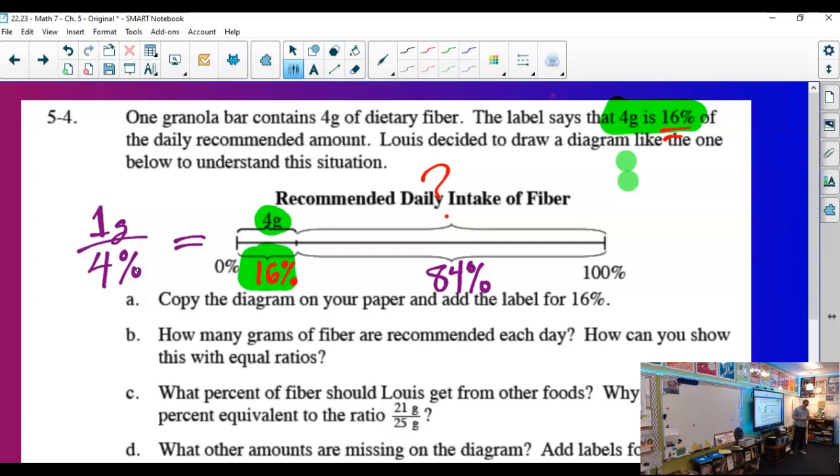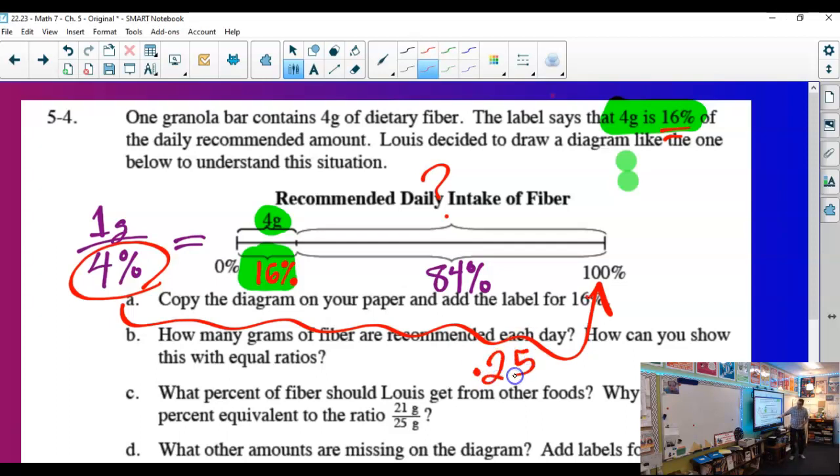Nate, do you know how I could get from 4% to the 100% that I want? Yeah, absolutely. We could multiply by 25, or guys, there are other ways to do this. You could also go from 16 to 84, you could go from 4 to 84, whatever number you decide to use. But if we use this, we see that our total, our 100%, is 25 grams.